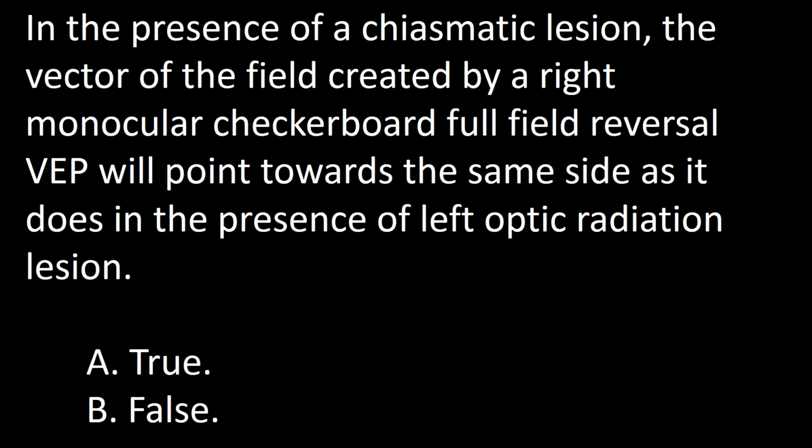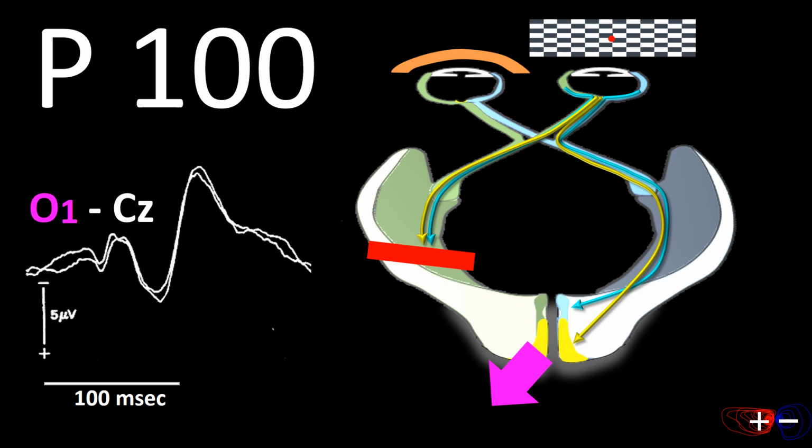Next question. In the presence of a chiasmatic lesion, the vector of the field created by a right monocular checkerboard full field reversal visual evoked potential will point towards the same side as it does in the presence of a left optic radiation lesion. A true, B false. In the presence of a left optic radiation lesion, a right eye full field pattern reversal visual evoked potential produces a field with a vector pointing to the left occipital region. That occurs because of the absence of left occipital cortical activation.